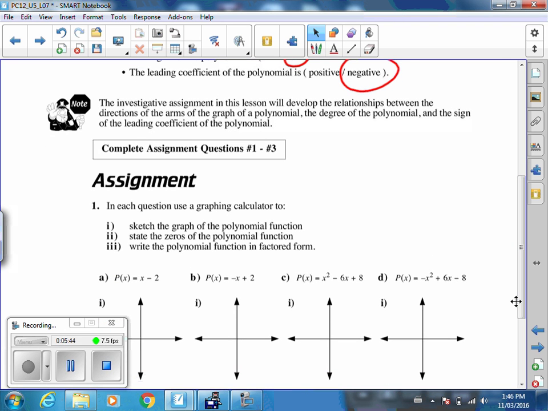So now you're supposed to just try and investigate here. So try all those out. You get a sense of what the arms do. So that's that one. Yeah. Hopefully that makes sense. Let me know.